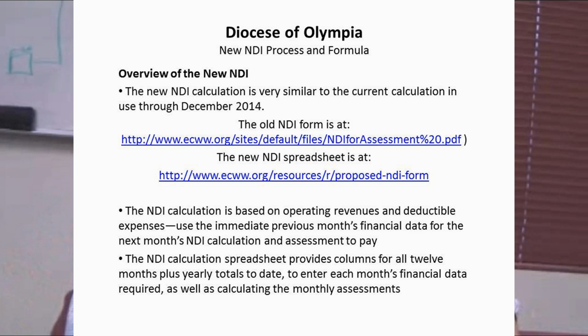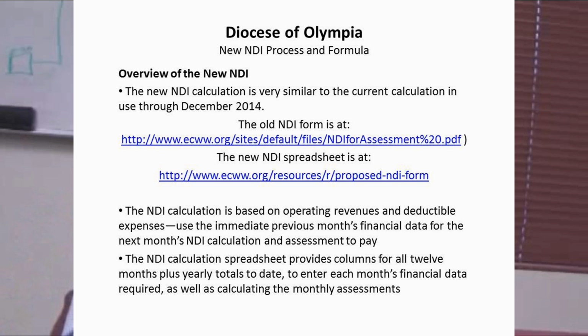The NDI calculation is based on operating revenues and deductible expenses. You use the immediate previous month's financial data for the next month's NDI calculation. In other words, when you start in 2015, to determine what your January assessment will be, you'll be using December's financial numbers. And when you do February's, you'll be using January's numbers, and so on and so on. And you just keep doing that month by month.